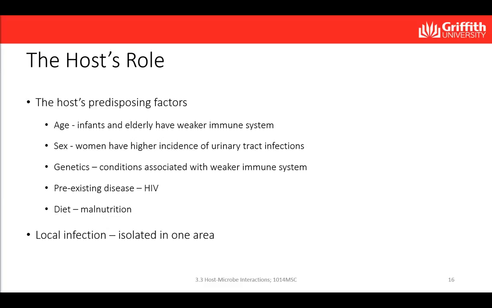When an infection is isolated in one area or a single organ, it is called a local infection. And when an infection affects the whole body, it is known as a systemic infection. In some cases, a local infection can lead to a systemic infection. One such example is the urinary tract infection mentioned earlier, which, in its initial stages, is limited to the urinary tract. However, if not treated, it can enter the bloodstream and cause systemic damage.